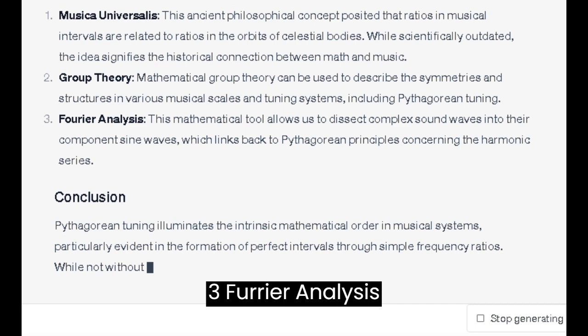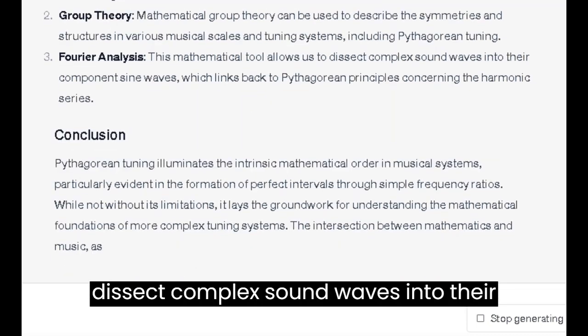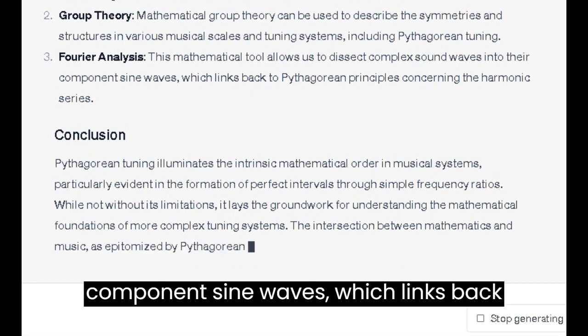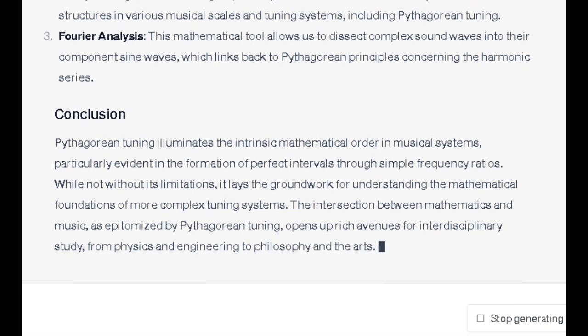3. Fourier analysis. This mathematical tool allows us to dissect complex sound waves into their component sine waves, which links back to Pythagorean principles concerning the harmonic series.